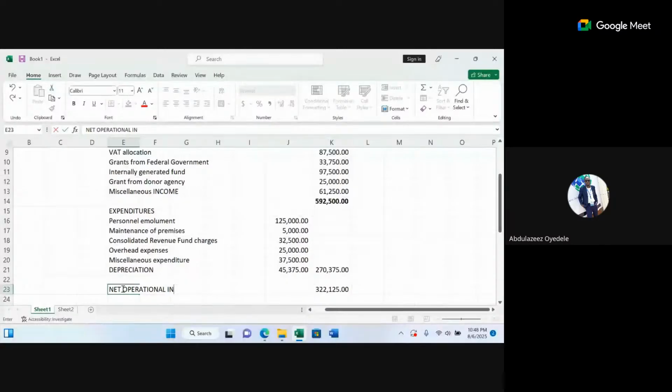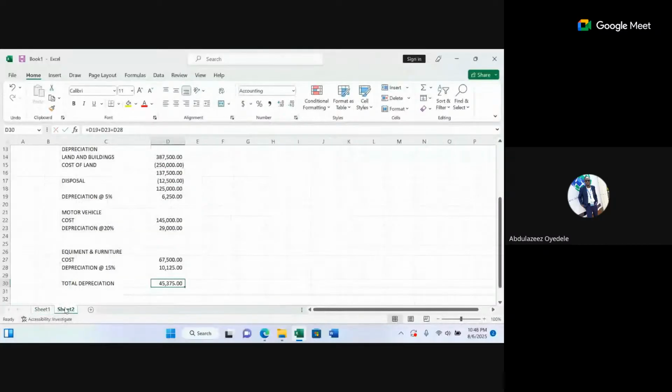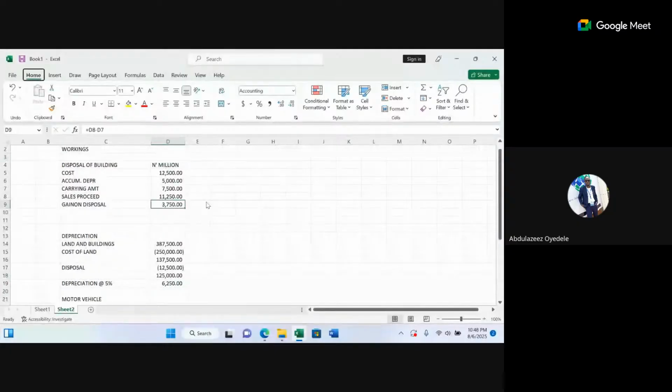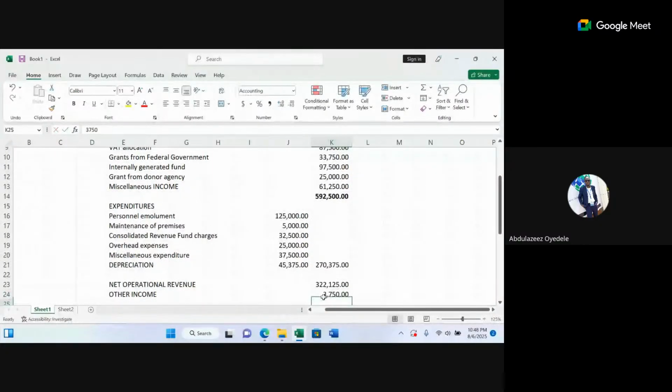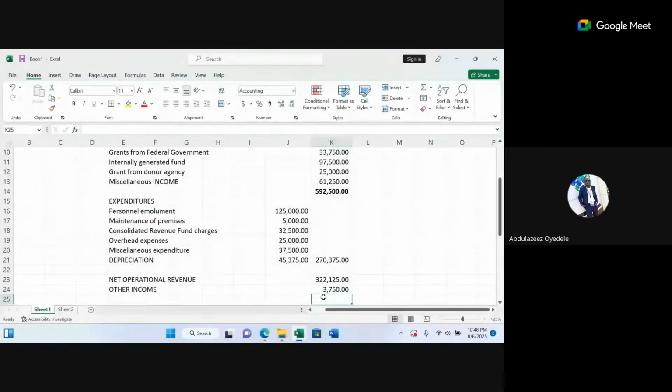Operational revenue. Let's say revenue. Okay. So then we can now add other income, which is the gain we got from the disposal of building that we calculated at 3,750. So we have 3,750, and this will be our total revenue.